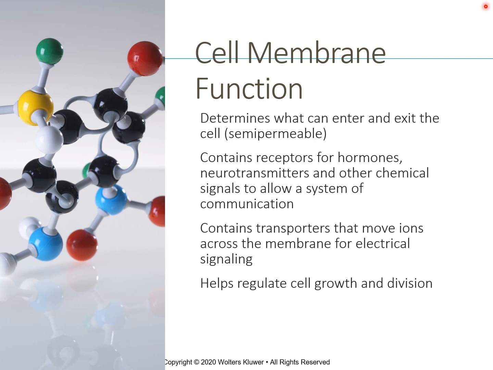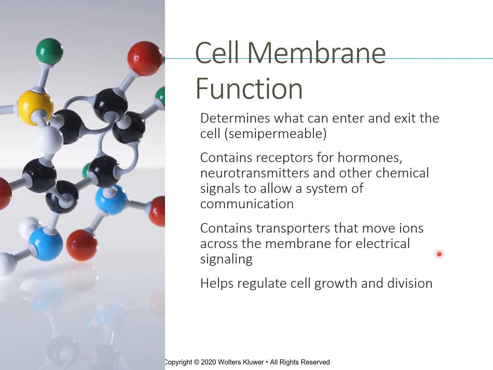So the cell membrane really has four important functions. One is it helps to determine what can enter and exit the cell. It is what we call semi-permeable. So some things, again, move through pretty readily. Other things need things like transport proteins to get across. And we'll talk about some of the individual ways that things move across that cell membrane.